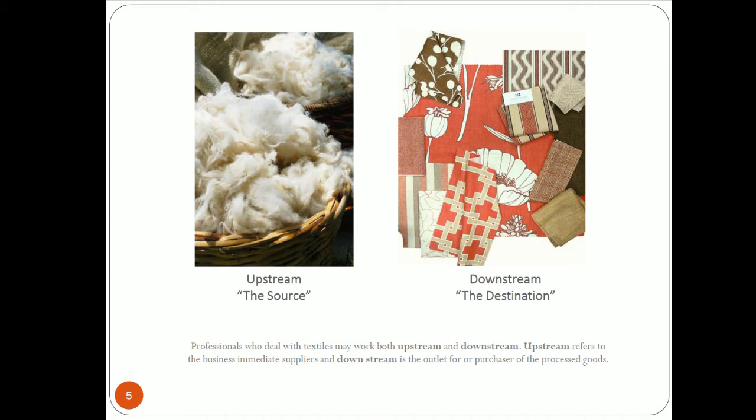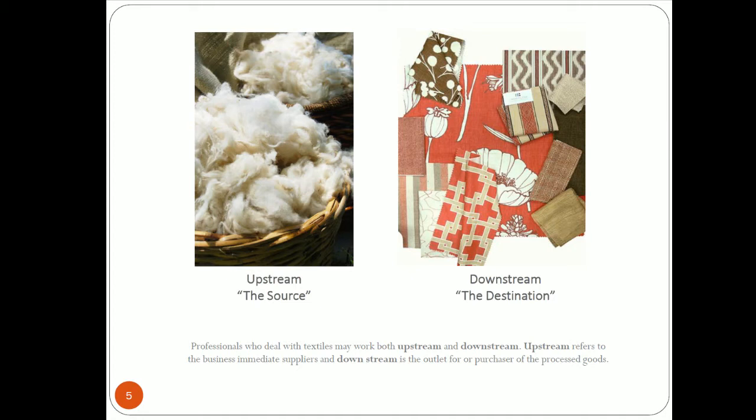So some key terms that I would like you to know is the difference between upstream and downstream within the textile industry. I'm going to have you visualize a stream. And a stream might start from a spring, or maybe from a mountaintop where the snow melts. So upstream is the source. And then downstream, as the stream turns into a river, which trickles down into the ocean, downstream, as it goes down, is the destination.